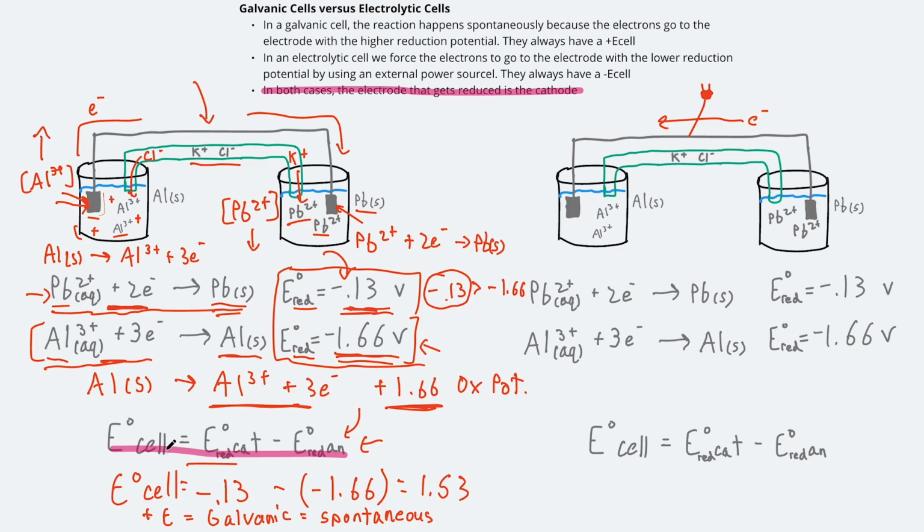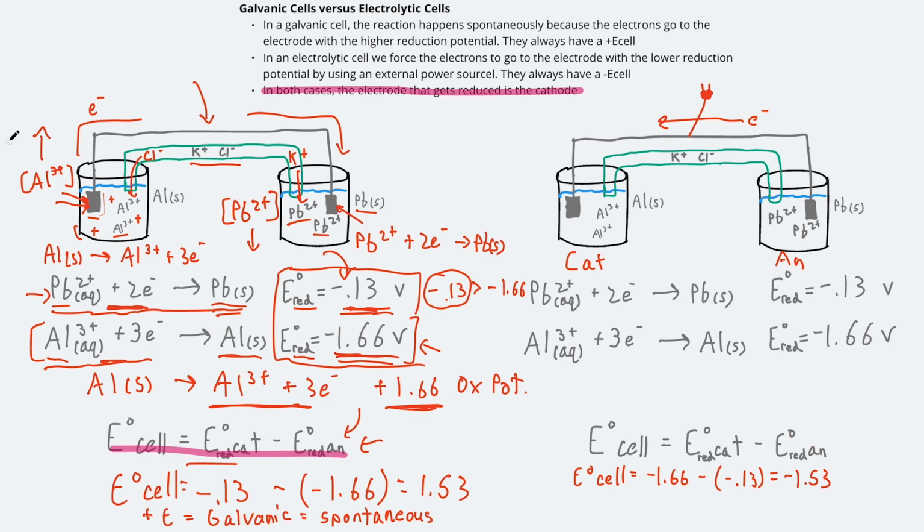And the biggest thing that you want to realize now is that aluminum is the one that is getting reduced, which makes it the cathode. Because remember, there are no exceptions to that rule. The electrode that gets reduced is always the cathode. And that makes lead the anode. From here, everything else is applied the exact same. So if you're calculating the E cell of this, you use the exact same equation. The only thing that has changed is you have a different cathode and anode. Now your E cell becomes negative 1.66 minus negative 0.13, which gives you negative 1.53.